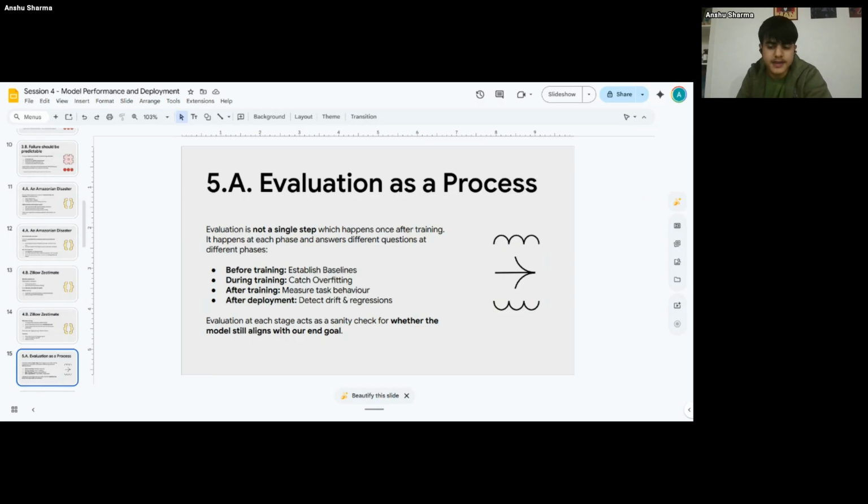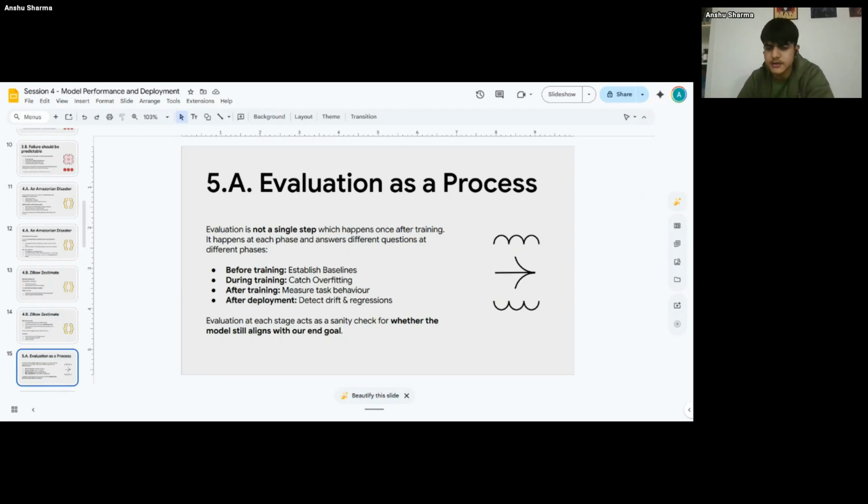So that leads us to our next point, which is that evaluation is not a single step, it is actually a process. At every step of your ML pipeline, you should be doing evaluation, right? Before training, you should be evaluating. So at each step, evaluation tells us something different. Before training, we evaluate a model to establish a baseline that this is how the model performs before fine tuning, and after fine tuning we will perform evaluation again to know that this is how the model performs after fine tuning. So evaluation is a multi-step process that comes with every step of the pipeline, right?